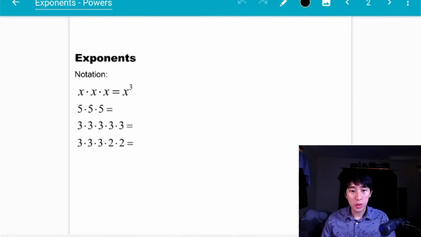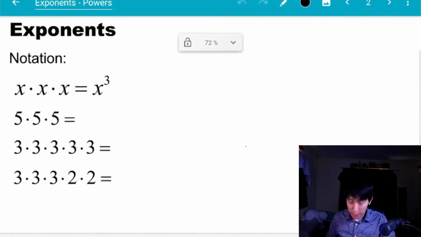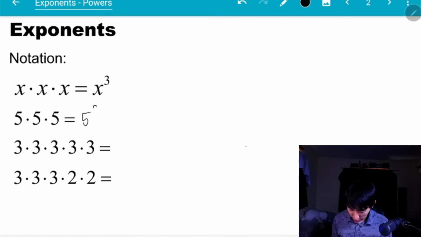So now that we're over here, these are some of the notations that we're using. Again, x times x times x says we're multiplying x by itself 3 times, so that's how we get x to the third. Again, x is my base, 3 is my exponent. 5 times 5 times 5 is 5 to the third power. 3 times 3 times 3 times 3 times 3 is 3 to the fifth power. Again, the bottom number is your base, the top number is how many times you're multiplying it by itself.